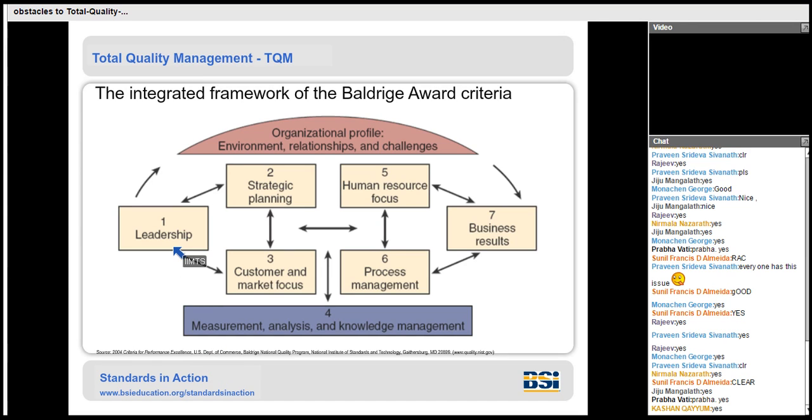So see, all these things are interrelated. Leadership is related to strategic and planning. Strategic and planning is related to customer and market focus. Then human resource focus is related to process management. Business is related to human resource and process management. The leadership is related to organizational profile, environment, relational and challenges. The leadership is related to measurement, analysis and knowledge management, which is further related to business results. So this is the integrated framework which covers every aspect of the organization.